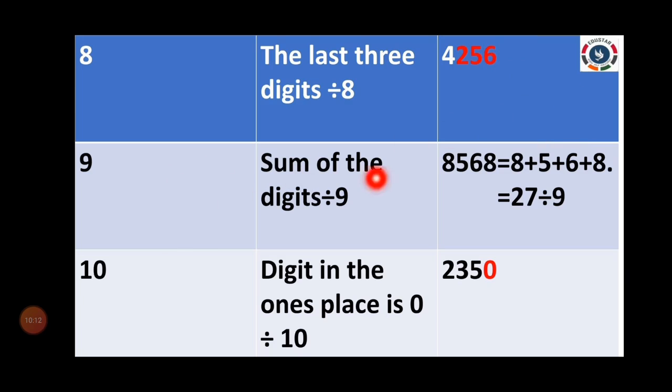Then 9, the sum of the digits divided by 9. The rule of 3 and 9 are the same. So given the numbers, you add all the digits, you will get 27. So it is divisible by 9. And 10, the rule for 10: the digit in the ones place is 0. If 0 is there, it must be divisible by 10.